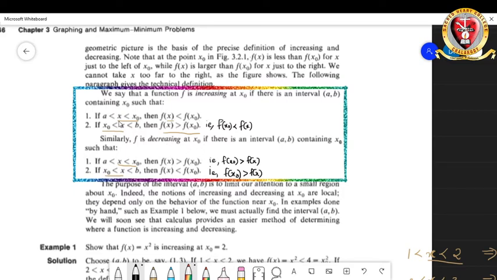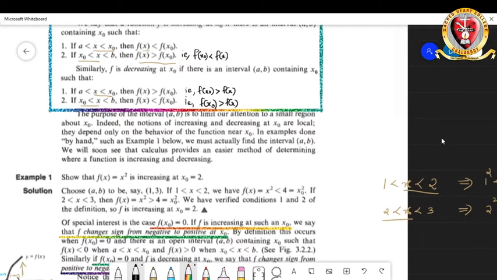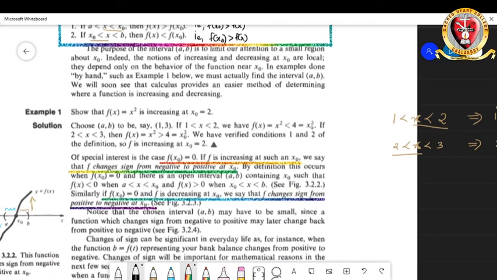So here you can see we have underlined x < x0 will imply f(x) < f(x0). Here also x0 < x will imply f(x0) < f(x). So that is the property of an increasing function. And here if x < x0, then f(x0) is strictly greater than f(x), and also x0 < x will imply f(x0) is strictly greater than f(x). So that is the property of a decreasing function, and we can see the first example.